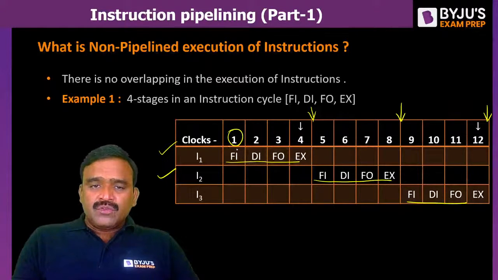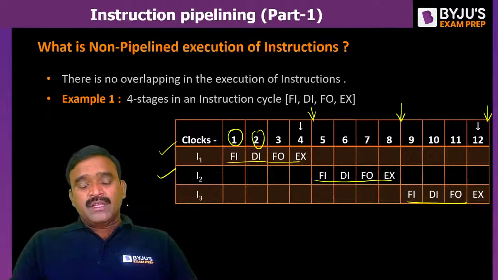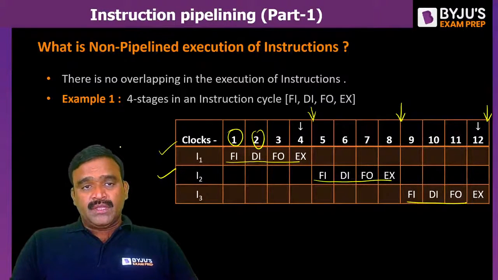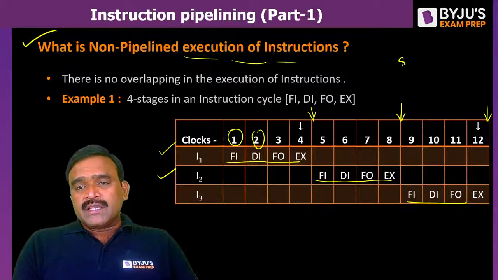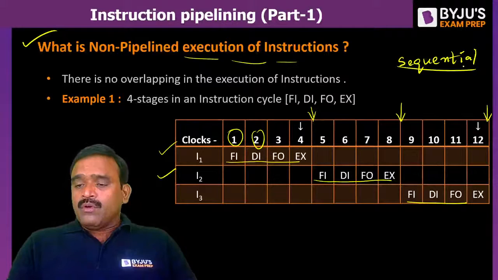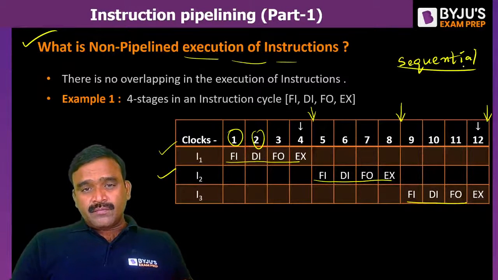So there is no overlapping. Every cycle is doing only one stage, not multiple stages in parallel. There is no parallel execution. That is what non-pipeline execution is. It is also called sequential execution of instructions. Hope you are understanding. Okay.